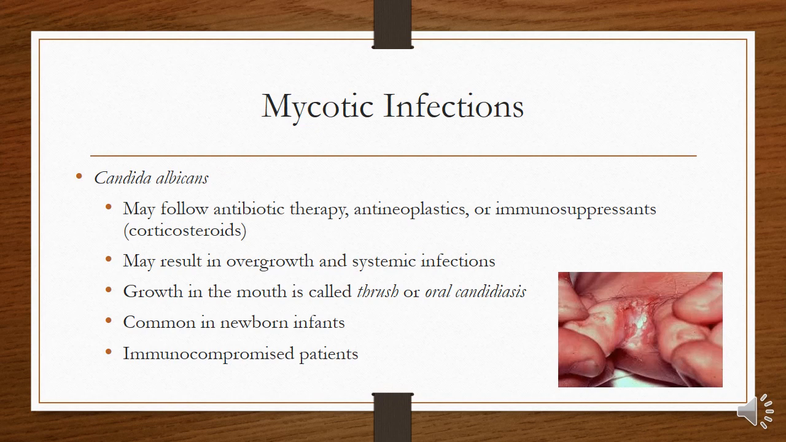Some of the oral overgrowth is called thrush or oral candidiasis. It can also be seen, again, in newborn infants and a breastfeeding mother, and they kind of pass it back and forth. There's a purplish medication rub salve that a mother could put on. The baby's mouth will turn a little bit purple, but that will help decrease that candidiasis transfer and thrush. And then again, in immunocompromised patients.